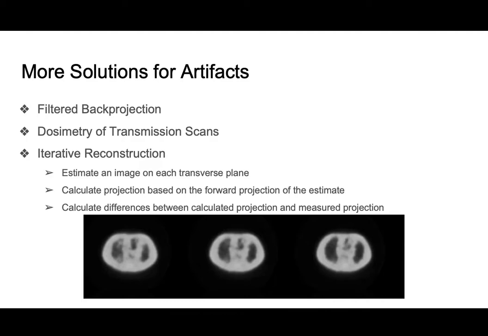Then it calculates a projection based on the forward projection of that estimate, compares the estimate with the measured projections, and minimizes the difference between these two kinds of projection. Once the difference is minimized, they can use the calculated projection as a ground truth instead of the measured projection.